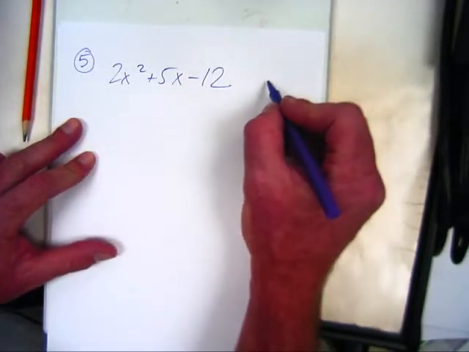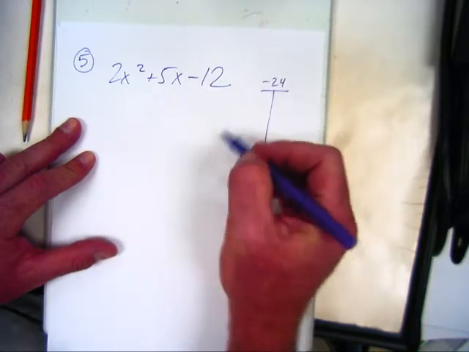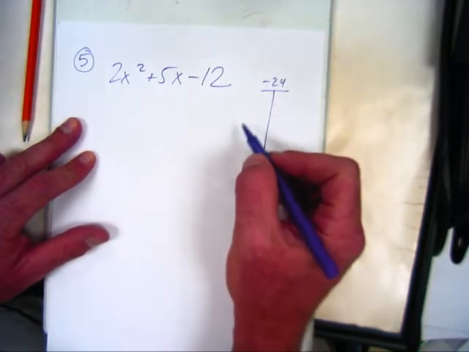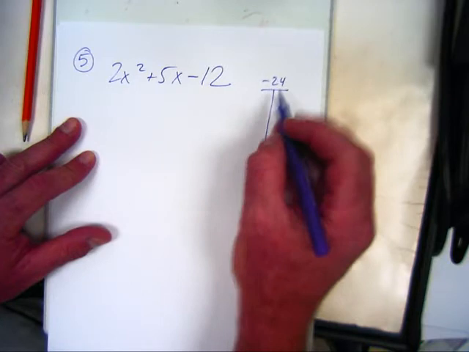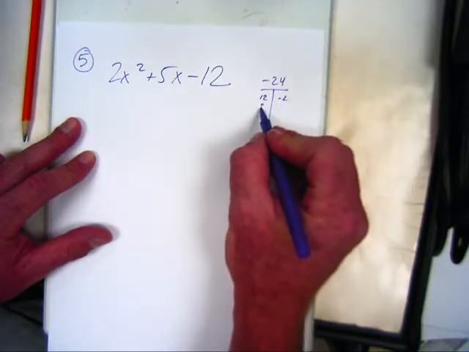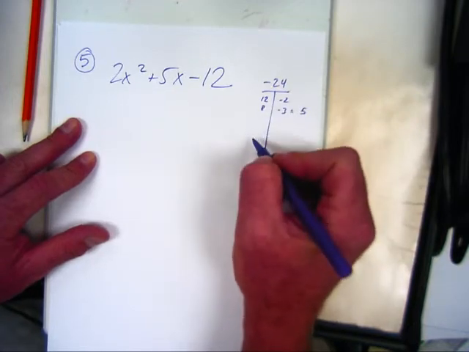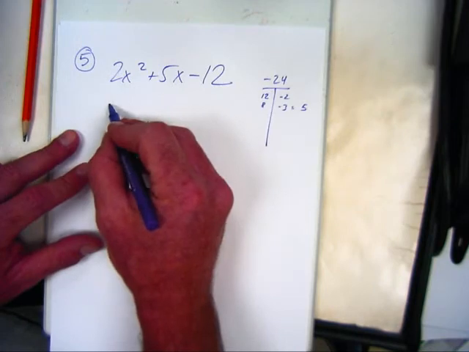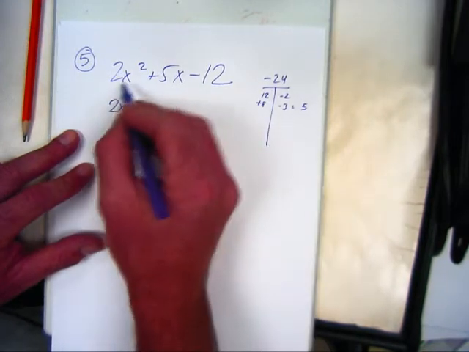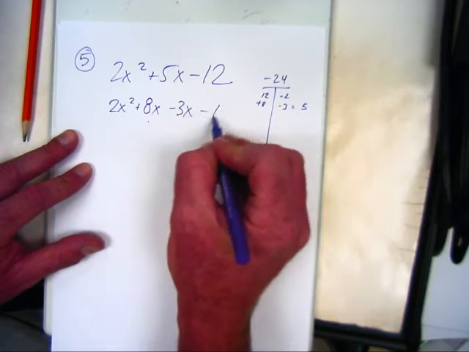-12 times +2 is -24. I need factors of -24 that add to +5. What do we got? 12, -2, that won't work. 8, -3, that adds up to 5. That multiplies to -24. Let's use that. So I'm going to write this 2x squared plus 8x minus 3x minus 12.